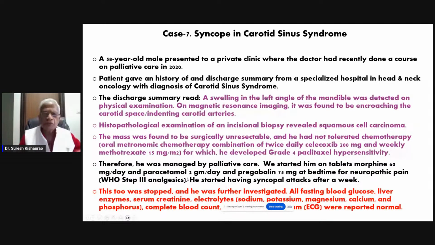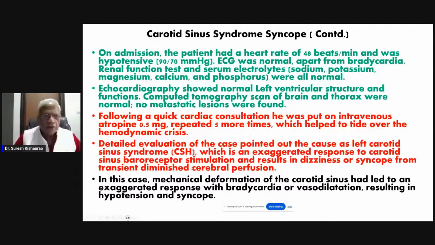Now, he came to a clinic where the doctor had undergone a recent palliative course. That's why they thought they may be able to get things done nearer their home. Since chemotherapy was stopped, fasting blood glucose, liver enzymes, serum, everything were normal. So he is now under just palliative management, and on admission in the hospital he was referred.